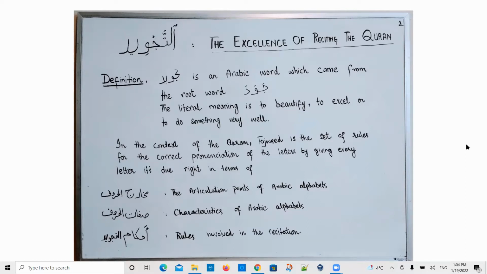Today, inshallah, we will begin the course of Tajweed al-Quran. Tajweed is an Arabic word that came from the root word jawada. Tajweed means to beautify, to make well, or to make something excellent.